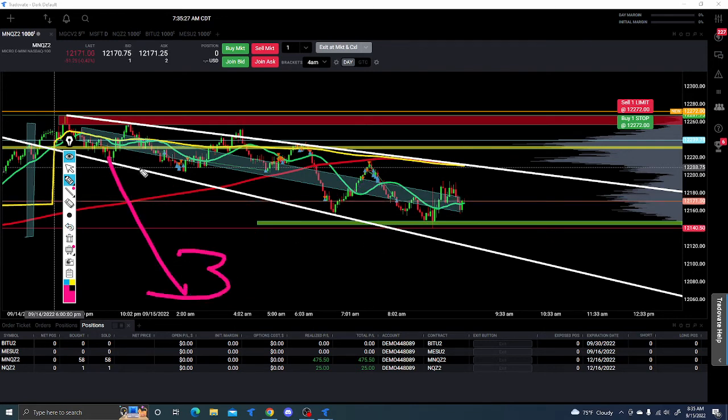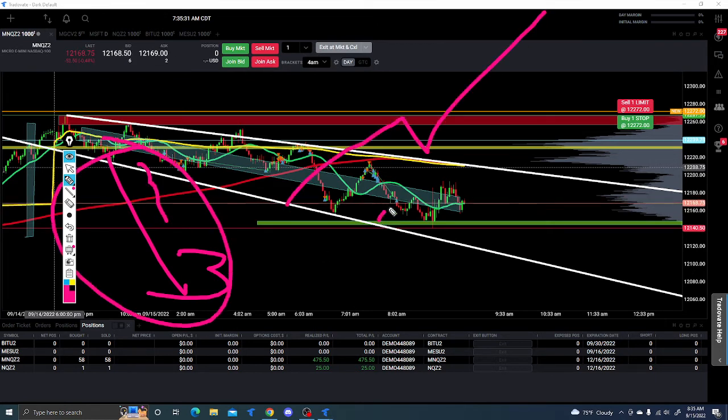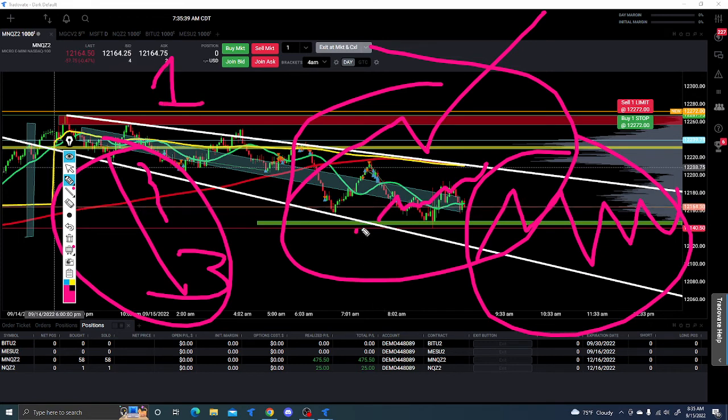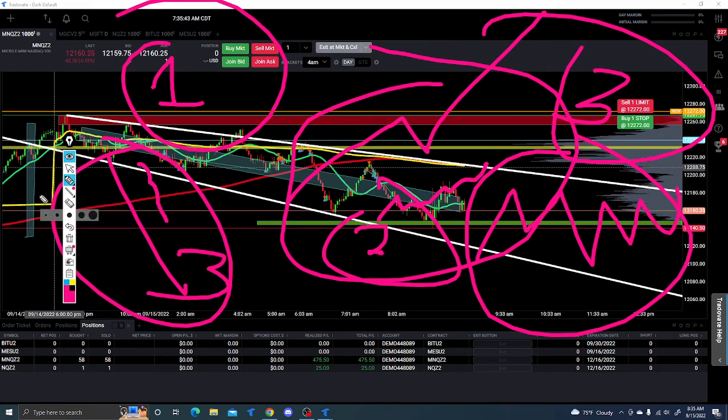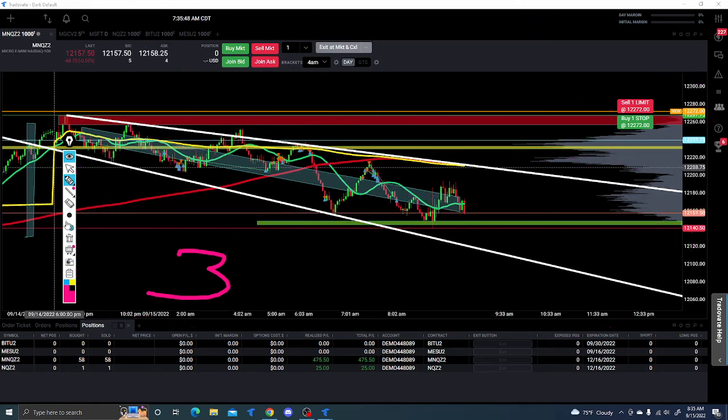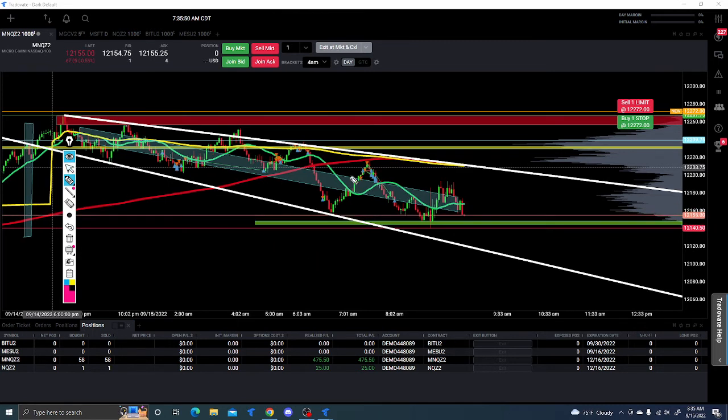It could be a strong down, sideways and down. That's one direction. Strong up, sideways and up. That's two direction. Or range bound, three direction. So find your direction. Is it one? Is it two? Or is it three? All right? Once you have all that information, start marking off your lines, okay?